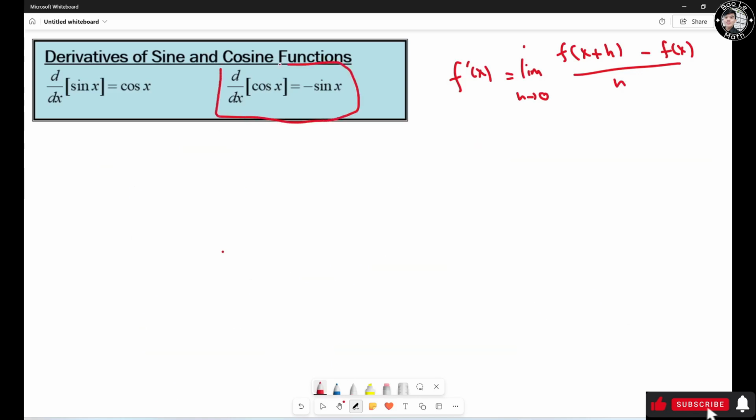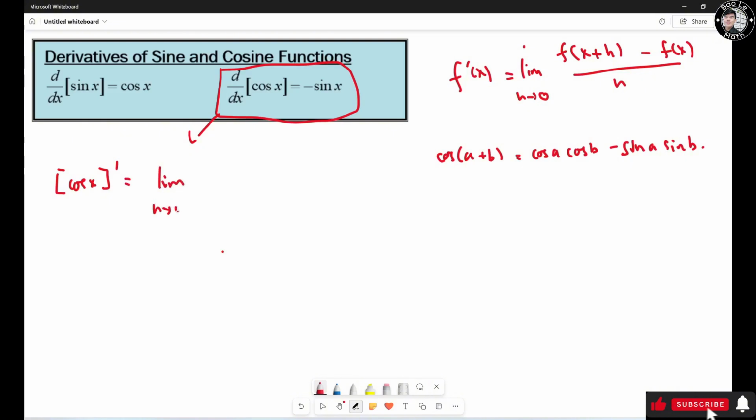Now to prove this formula, we do exactly the same thing, but we need to know the trig identity: cosine of a plus b equals cosine of a times cosine of b minus sine of a times sine of b. So the derivative of cosine s equals the limit when h approaches 0 of cosine of s plus h minus cosine s over h.